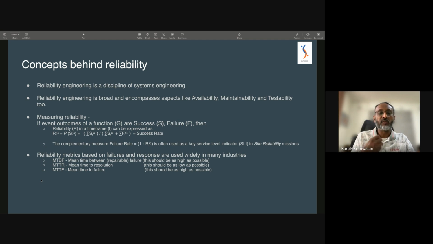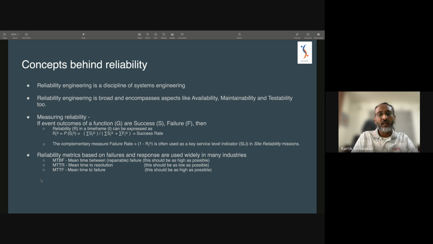This is the performance of the team that is now being tracked, to say if there is a problem, you should be able to resolve it within the mean time to resolution that is dictated by the organization. Right? Mean time to failure should also be very high, as high as possible. So MTTF is another metric that is tracked very, very closely.